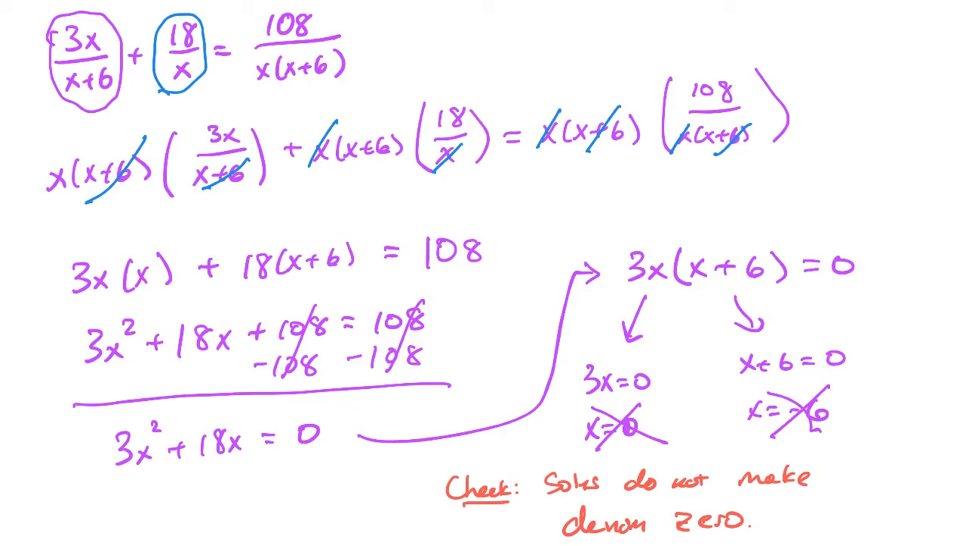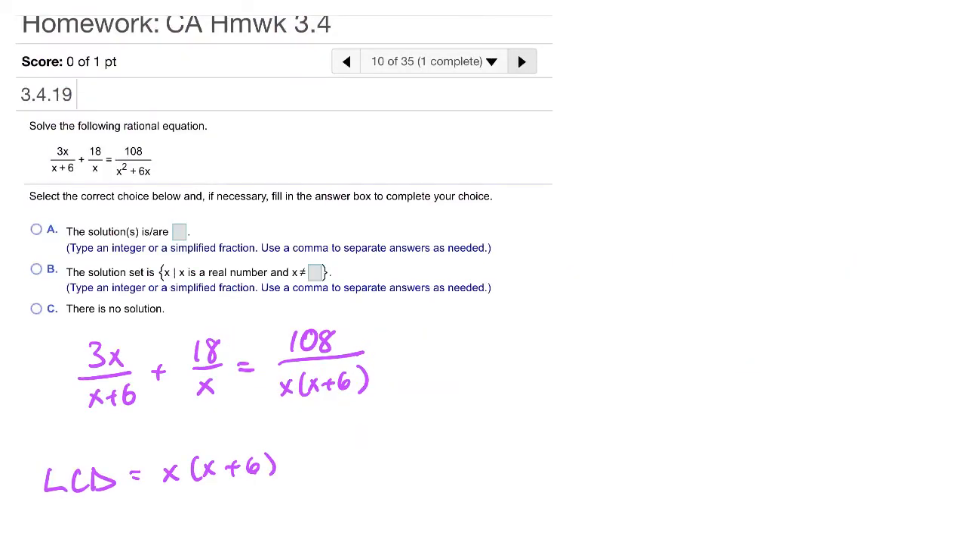If I go back to my original problem, I worked the problem and found that x equal to 0 made my denominator 0, and x equal to negative 6 made my denominator 0, so I couldn't have either one of those. So my answer is that I have no solution in that case.